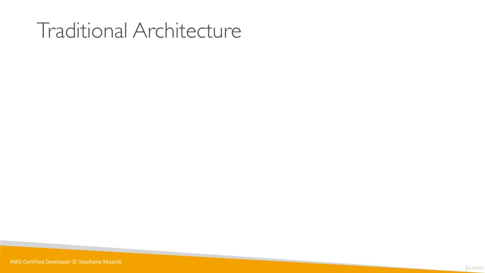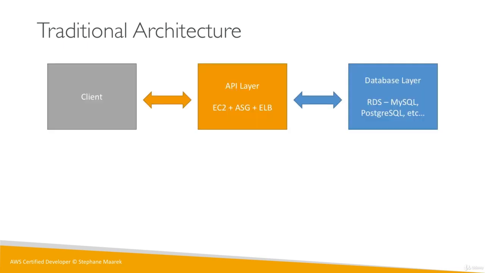When you have a traditional architecture, we've seen what it looks like. There's our client and it talks to our API layer, and traditionally that API layer may be formed of a load balancer, an auto-scaling group, maybe some EC2 instances. And our EC2 instances will talk to a database layer. For example, RDS, such as MySQL, PostgreSQL, Oracle, etc. So we've seen this architecture in and out.